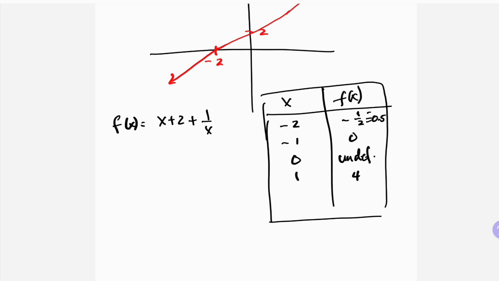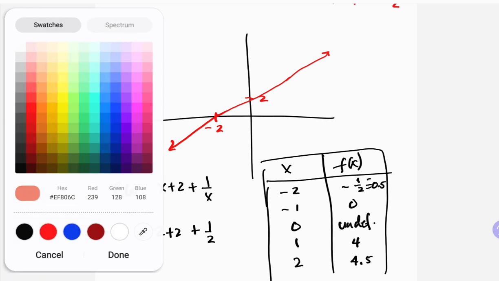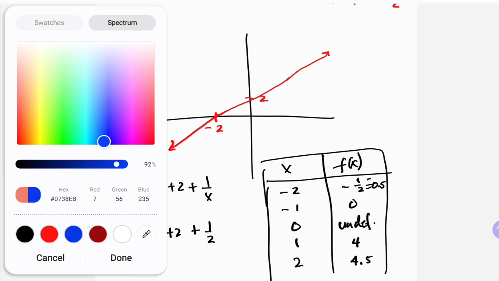And if it is 2, it's 2 plus 2 plus 1/2, so that would be 4.5. So if it is 2, then this is going to be 4.5. Okay, so now let's go back here.